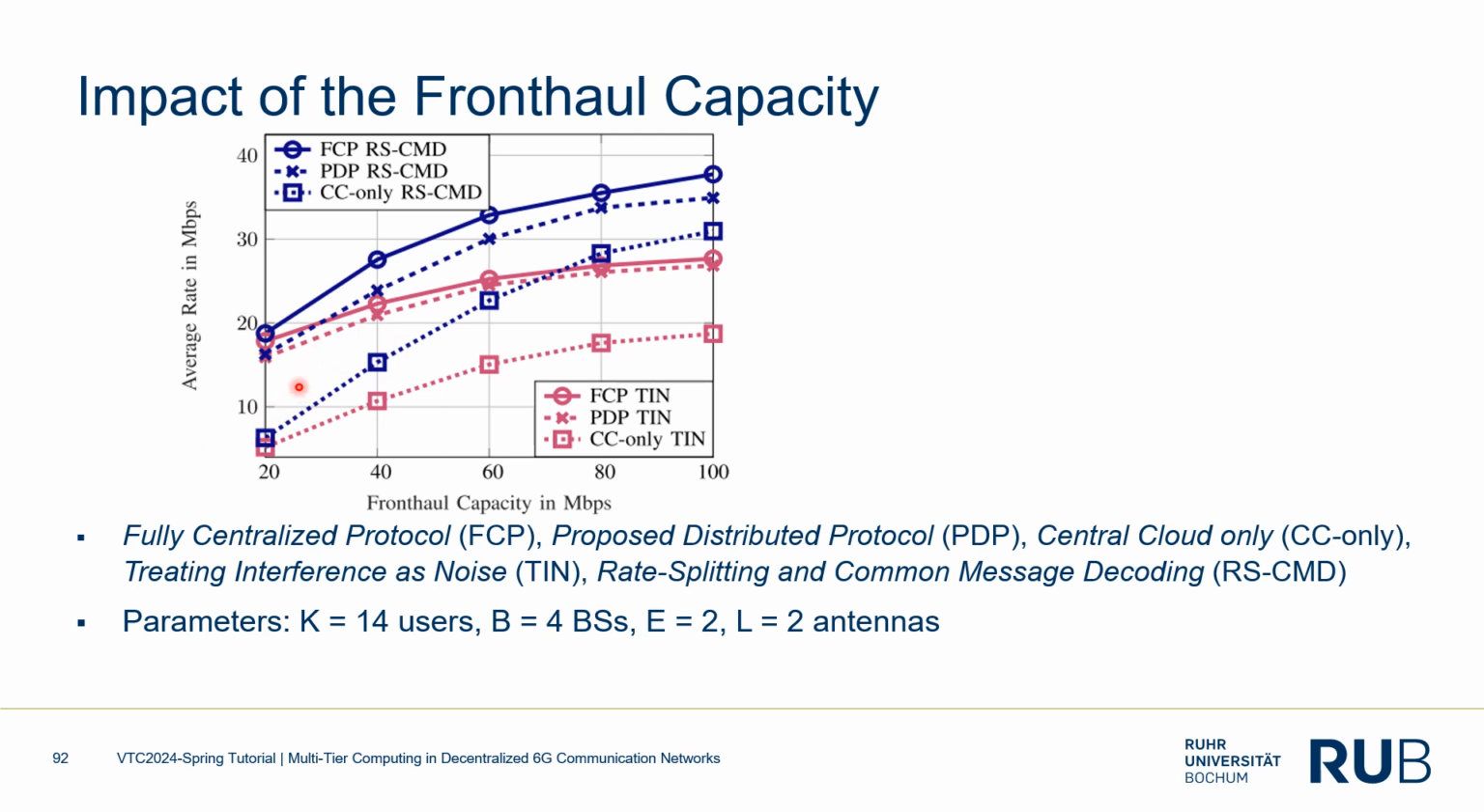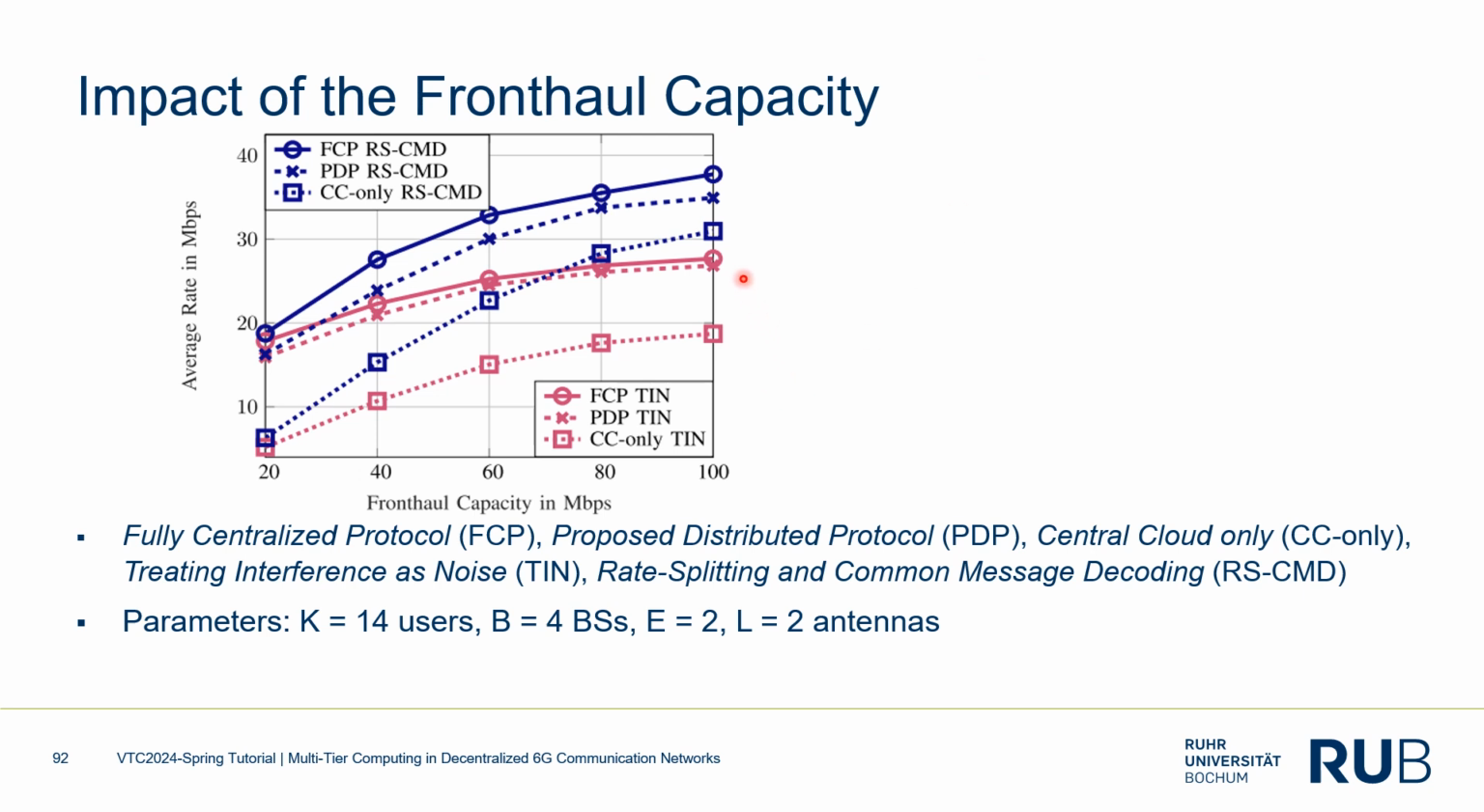And what this figure also shows is that the rates naturally increase as the fronthaul capacity increases, due to higher throughput possibilities on the fronthaul links. However, on the right-hand side, we can observe a saturation of the average rates for all schemes. This is especially due to the increased levels of interference, which originates from the central cloud at high fronthaul capacities. What we can see is that this saturation is much more distinctive for the treating interference as noise schemes because they have inferior interference mitigation capabilities as compared to the blue curves, the RSCMD.